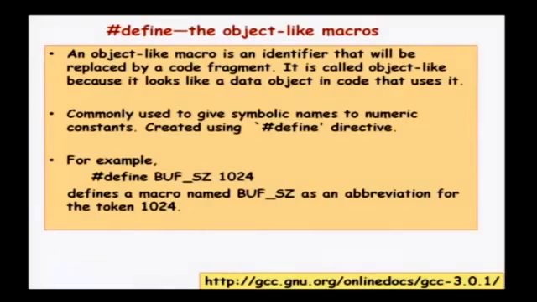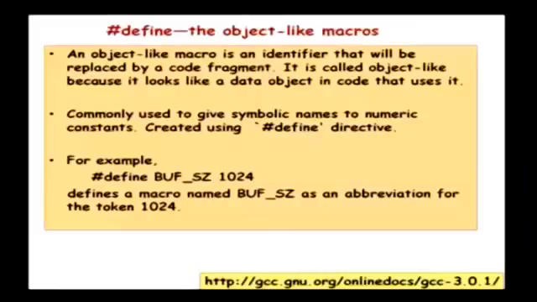Now, let us look at some other features that the C preprocessor gives. We have seen in some code this use of hash define. Hash define is used for what are known as object-like macros. An object-like macro is basically an identifier, and it will be replaced by some code text. It is called object-like because it looks like an object.